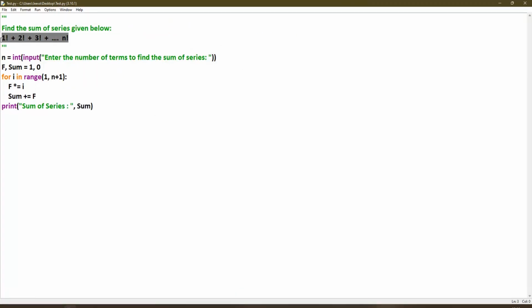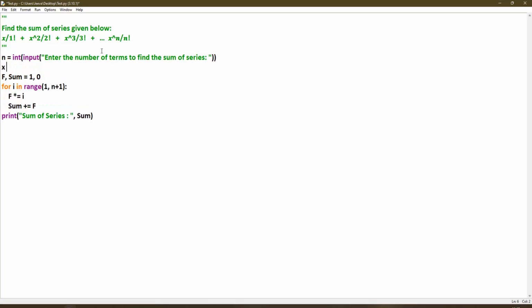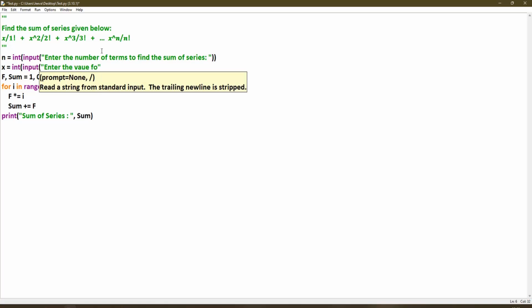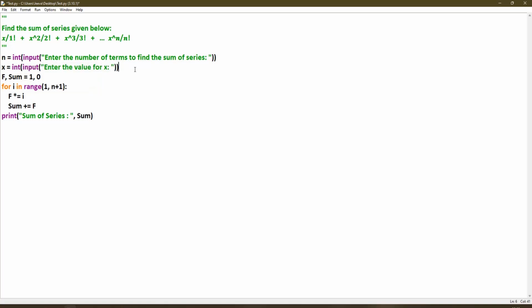Now let us consider a new series with the factorial. So that is x by 1 factorial plus x to the power 2 by 2 factorial plus x to the power 3 by 3 factorial, and so on. Here we need the value for x. Let us write the statement again. X is equal to int of input of, enter the value for x. In the numerator, x to the power I is given, correct? So we will write inside the bracket x to the power I.